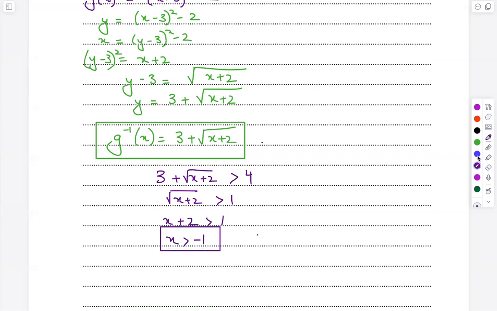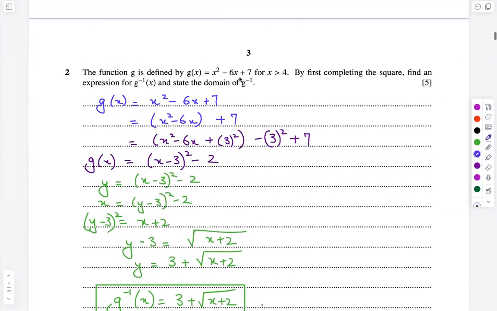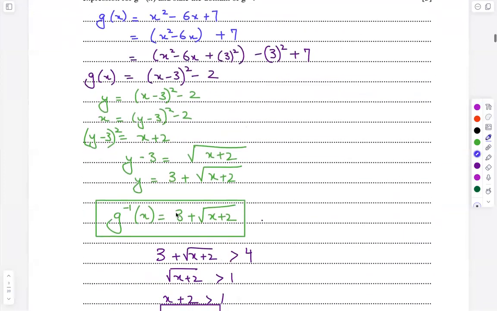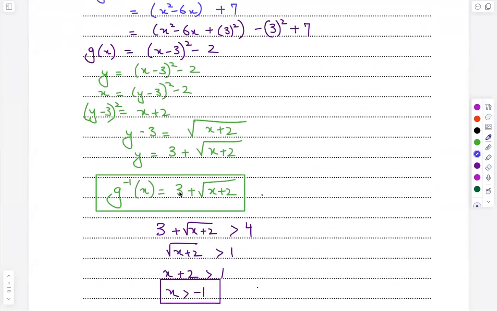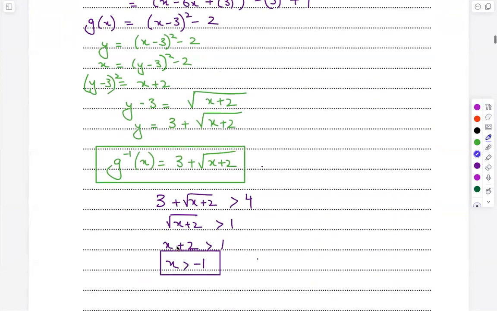However, just by looking at the expression, we can see that 3 plus this square root must be 1 or more. Taking any value of x less than minus 1 would result in this becoming less than 1, and the range of this g inverse function will become less than 4. And as the domain of the original function was greater than 4, this whole function g inverse of x must be greater than 4. So for only values of x greater than minus 1, g inverse of x will be greater than 4. So the domain of g inverse will be x greater than minus 1.